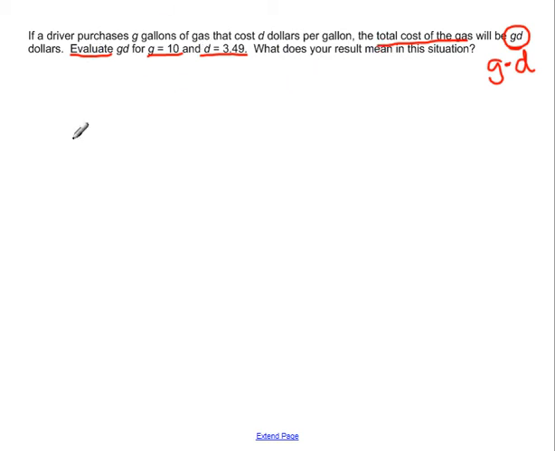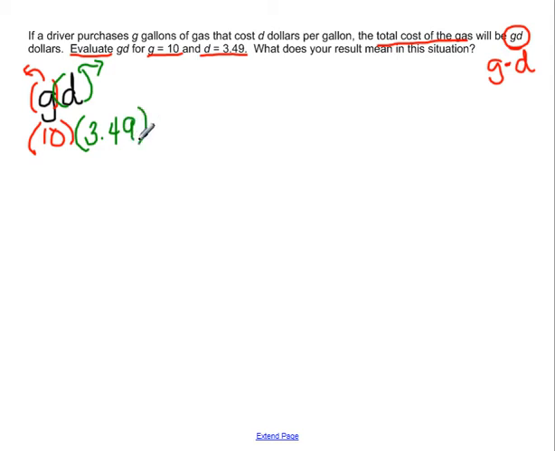So let's write down our original expression that we're going to be evaluating here. We're going to be evaluating GD. And notice both of those variables are given to me lowercase, so I want to be sure to keep them lowercase. Now we're going to take the values. G equals 10. So we're going to slip the G out, and we're going to put 10 in its place. And then we'll do the same thing with the D. The D is going to slip out. We'll put in 3.49, so that's like $3.49. Put that in its place.